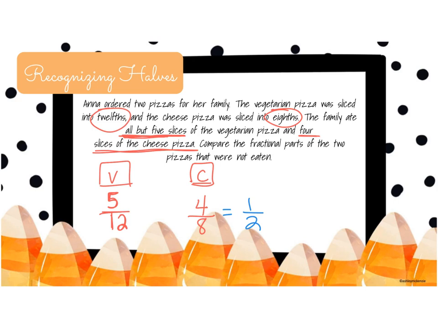Okay, my denominator here is 12. What is half of 12? 6. Look at my numerator. Is 5 less than 6 or greater than 6? It is less than 6, which means this entire fraction is less than 1/2. So when I compare these 2 fractions, this is what I will show. I know the cheese pizza is exactly 1/2 because in my vegetarian pizza, 5 is my numerator, and that's less than half of 12. That means that 5/12 is less than 1/2.